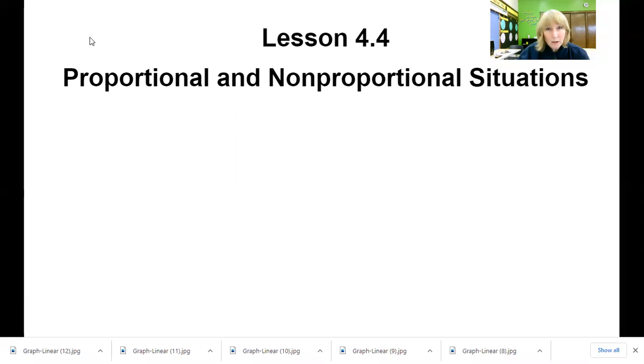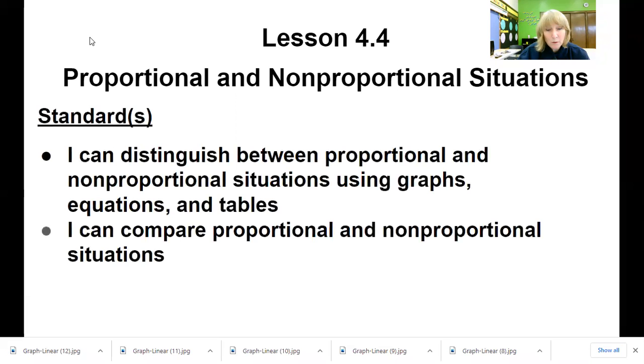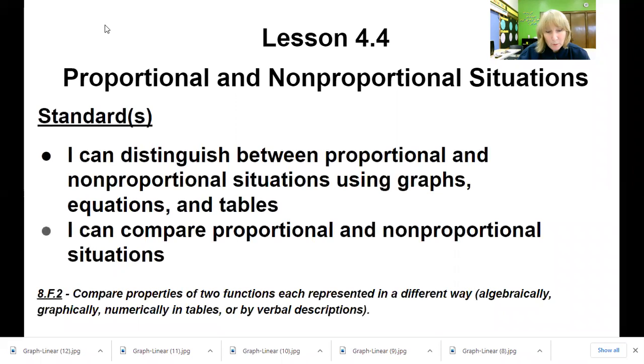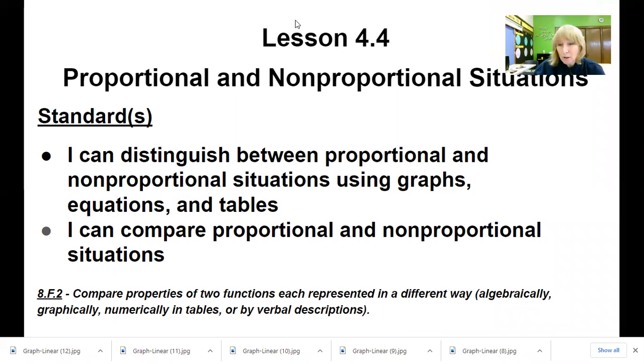Today your objectives are: I can distinguish between proportional and non-proportional situations using graphs, equations, and tables. And I can compare proportional and non-proportional situations. The standard is F2, compare properties of two functions, each represented in a different way, algebraically, graphically, numerically in tables, or by verbal descriptions. I'm going to minimize myself, and let's begin.